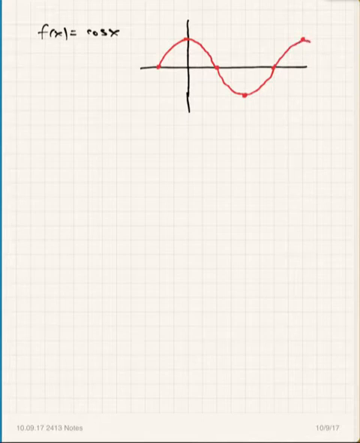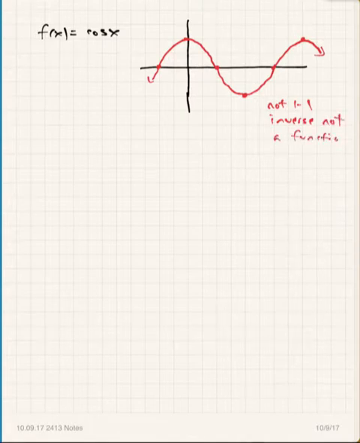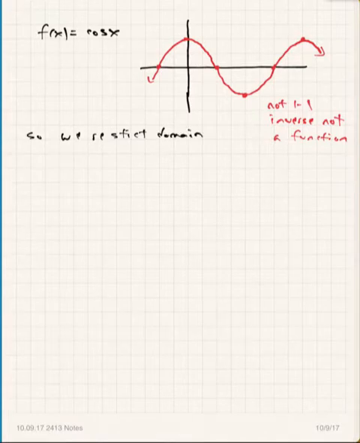Remember, all this is just a shift of the sine graph. So it's really the same graph as the sine graph, just shifted horizontally. And so not one-to-one. Inverse is not a function. So what do we do? We restrict the domain on this function, so that what we have is one-to-one. And the piece that we use in this case, the restriction we use, is from 0 to pi. That's the piece that we keep.